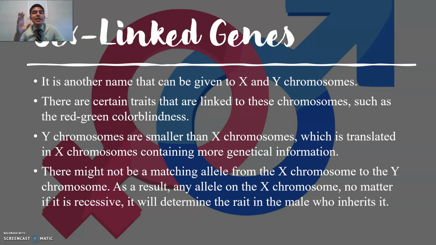Which means that, let's say that there is one recessive allele in the X chromosome. So it doesn't matter if it is recessive or dominant. It will appear in the offspring because sometimes it will not find something to match up in the Y chromosome. It will be different if the pair is XX because they both will have more genetical information to pair up with. So there will be more variations in there.